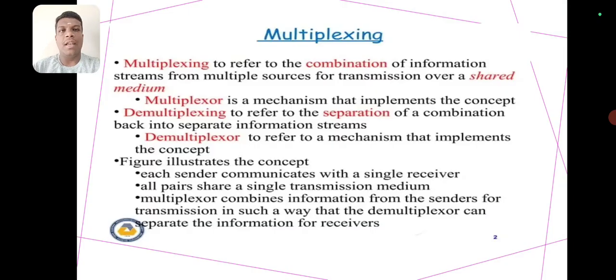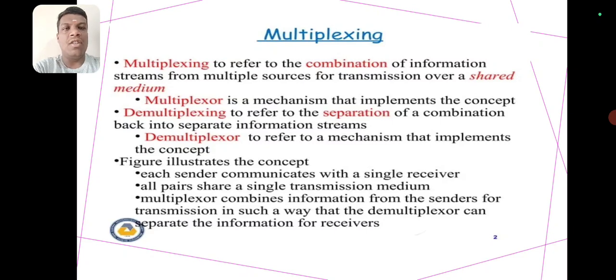What is multiplexing? Multiplexing refers to the combination of information streams from multiple sources for transmission over a shared medium. A multiplexer is a mechanism that implements the concept. Demultiplexing refers to the separation of the combination back into the separate information streams. A demultiplexer is the mechanism that implements the concept.